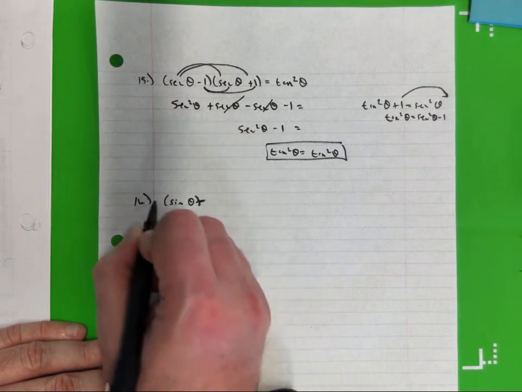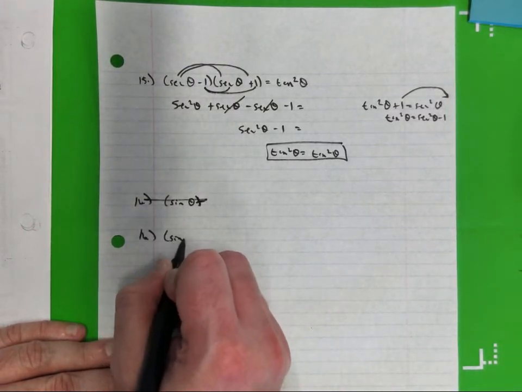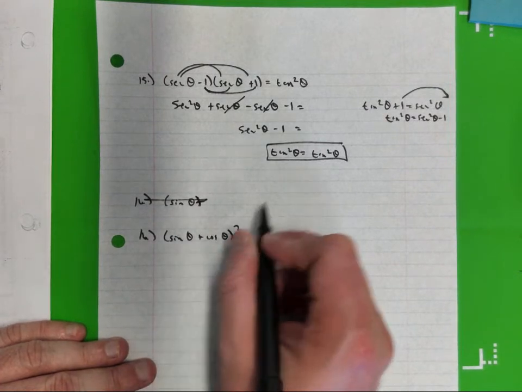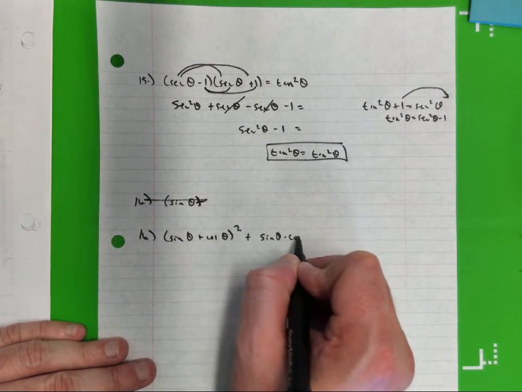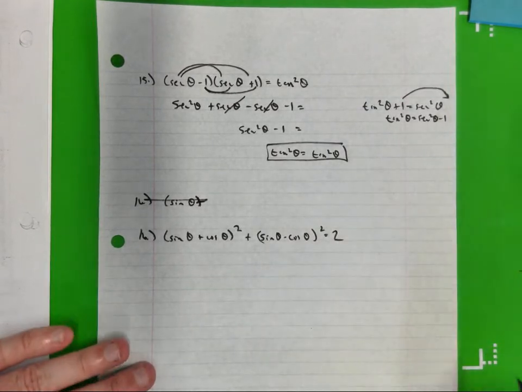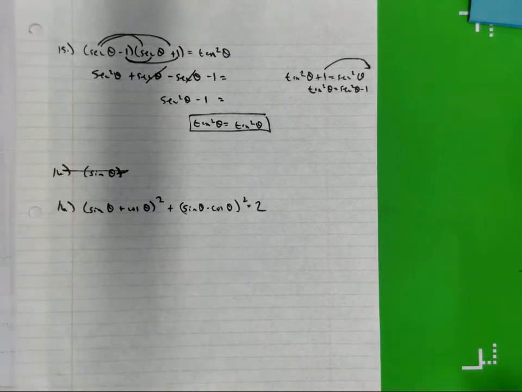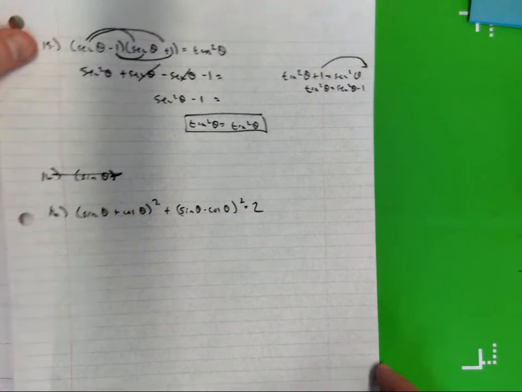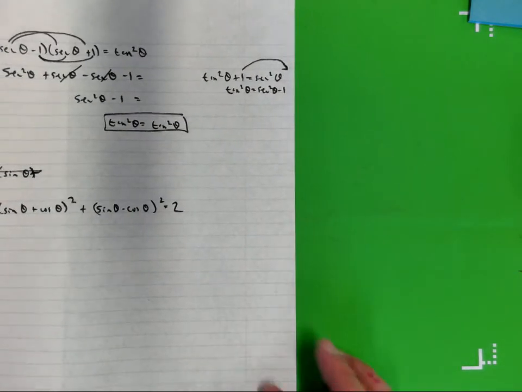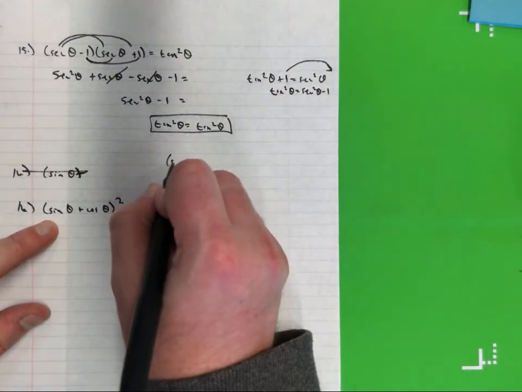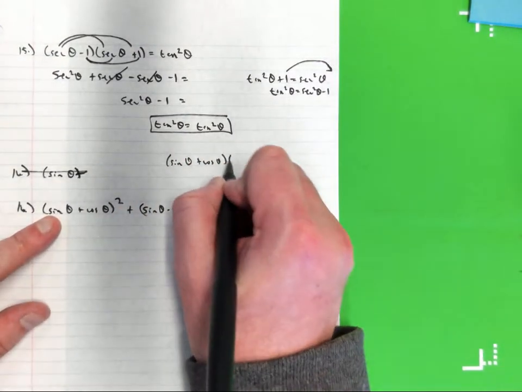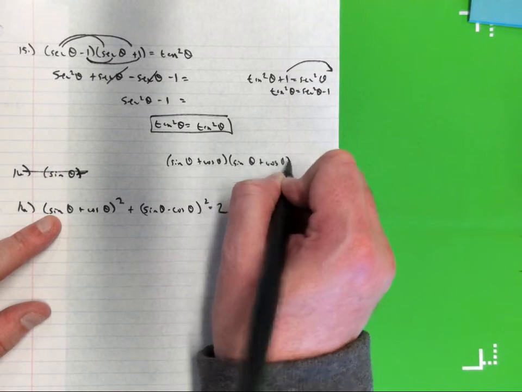Oop. Let me just rewrite that. 16. Sine theta plus cosine theta, squared, plus sine theta minus cosine theta, squared, equals 2. I do not have any fractions, so no common denominator. I don't have anything shouting Pythagorean identity. Factor, I can't do that. I'm going to try to FOIL because these are squares. So I'm going to come right above this. If I say sine theta plus cosine theta times sine theta plus cosine theta, let's see what happens.